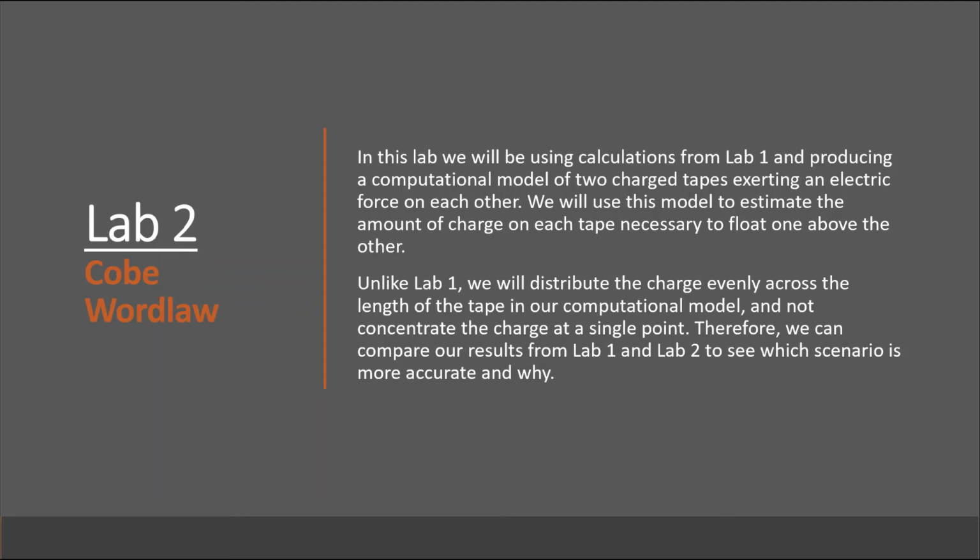In this lab, we'll be using calculations from Lab 1 and producing a computational model of two charged tapes exerting an electric force on each other. We will use this model to estimate the amount of charge in each tape necessary to float one above the other. Unlike Lab 1, we will distribute the charge evenly across the length of tape in our computational model and not concentrate on the charge at a single point. Therefore, we can compare our results from Lab 1 and Lab 2 to see which one is more accurate and why.